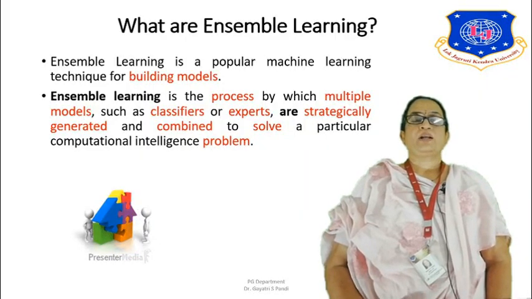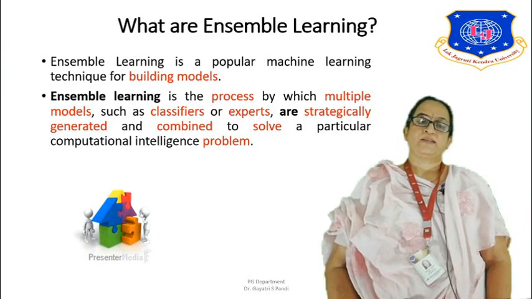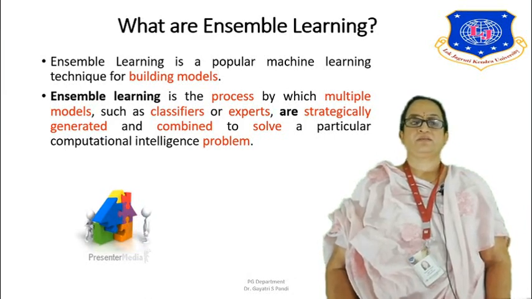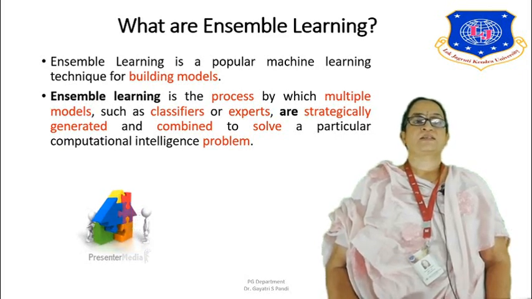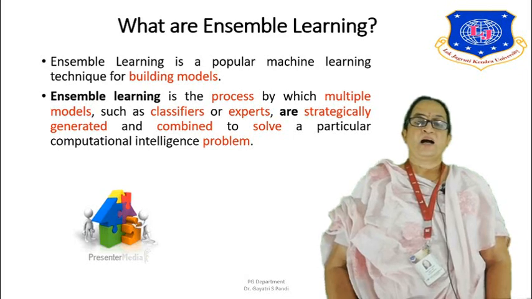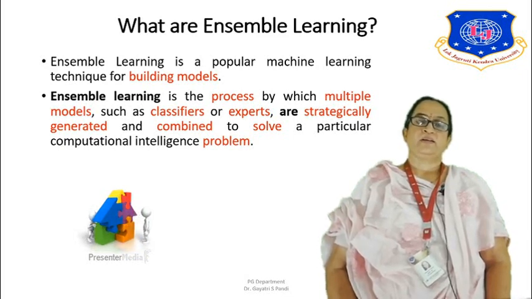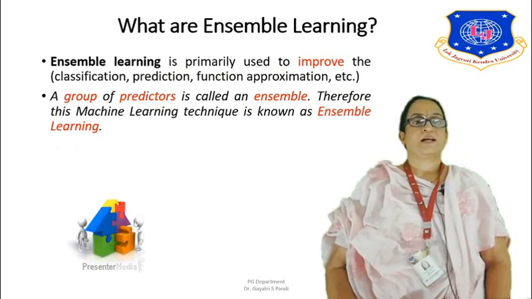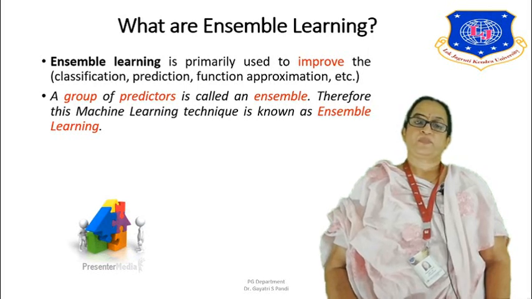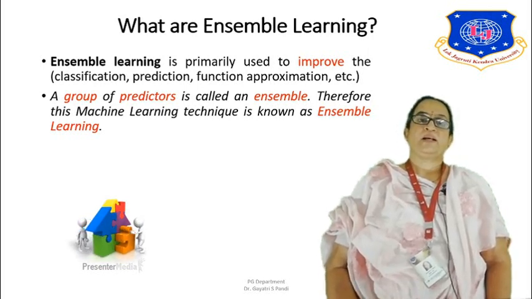So what is basically ensemble learning? Ensemble learning is a popular machine learning technique for building models, right? So you can build models by using the ensemble learning technique. This is a process by which multiple models such as classifiers or experts are strategically generated and combined, and these are combined basically to solve a particular computer intelligence problem. Now ensemble learning is primarily used to improve the classification, the prediction, the function approximation and many other factors.